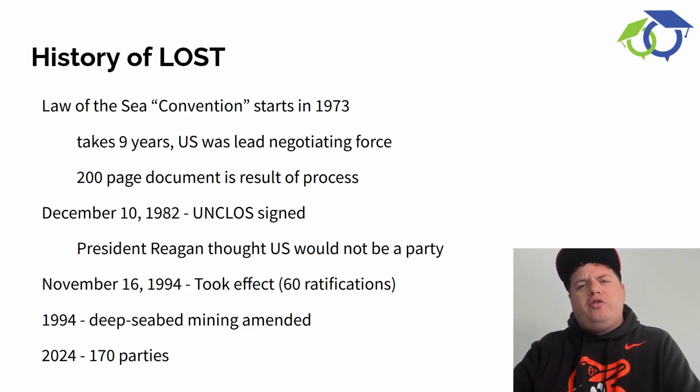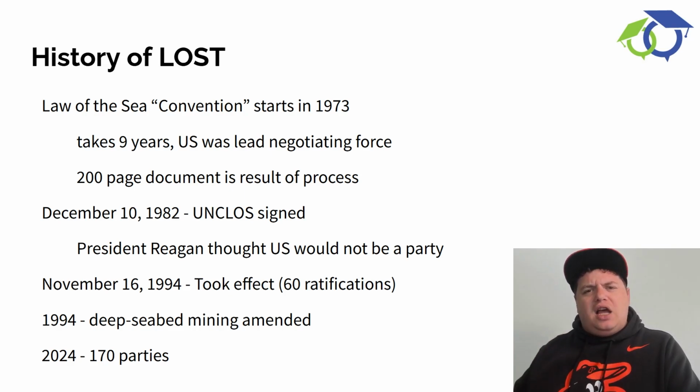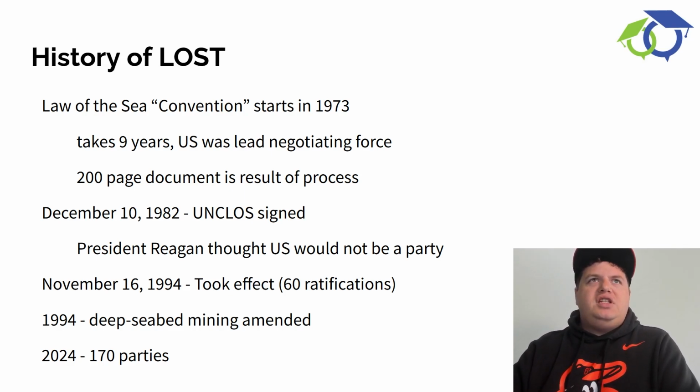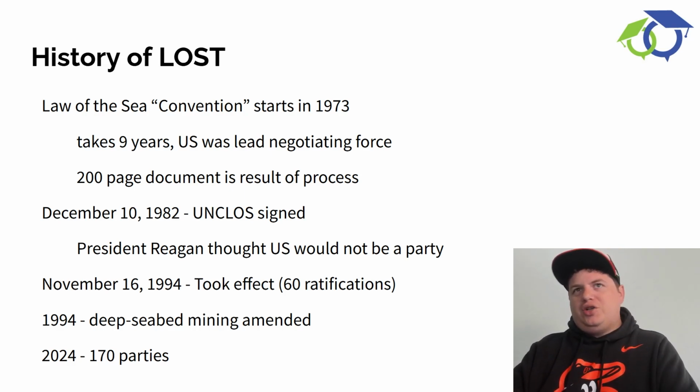You'll remember from the Treaties 101 section that there's a process that these treaties go through. This treaty, the Law of the Sea convention, was negotiated starting with President Nixon and happens through 4 different administrations. So the 9 years that it takes happens through the Nixon administration, the Ford administration, the Carter administration, and then ends in the Reagan administration.